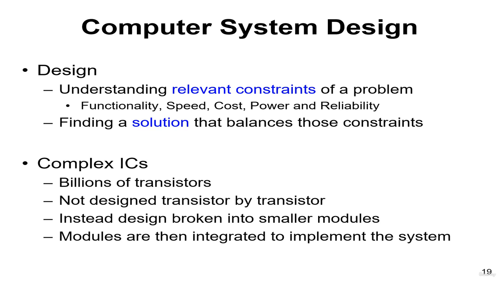In computer systems, the typical constraints include functionality, which would be the major requirement. Then speed, cost, power, there might be some area restrictions, as well as reliability. So all these constraints need to be considered, and considering these constraints, we need to develop a solution that addresses the problem. So this process would be called design.